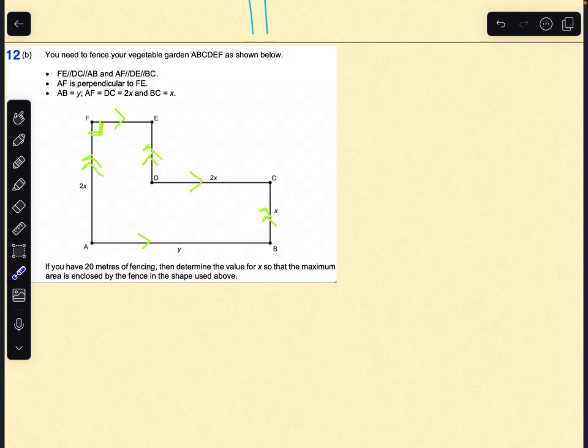Anyway, so the meat of the question says, if you have 20 meters of fencing, then determine the value for x so that the maximum area is enclosed by the fence in the shape used above. Okay, so we only have 20 meters for this perimeter, but we want to make this space as big as possible. So what is the x that will maximize our area?